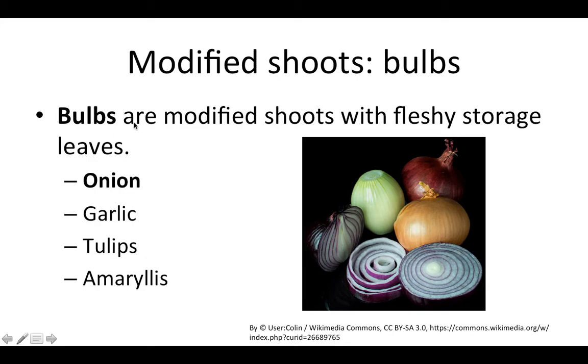And bulbs are modified shoots that have fleshy storage leaves. This is exemplified by onions, but it also applies to garlic, and then some flowers that we might grow in our yards or sometimes as houseplants, like tulips and amaryllis. So you can see in these cut up onions very clearly these layers. Each of these layers is actually a round leaf, and then there are maybe a dozen round leaves in this particular onion.